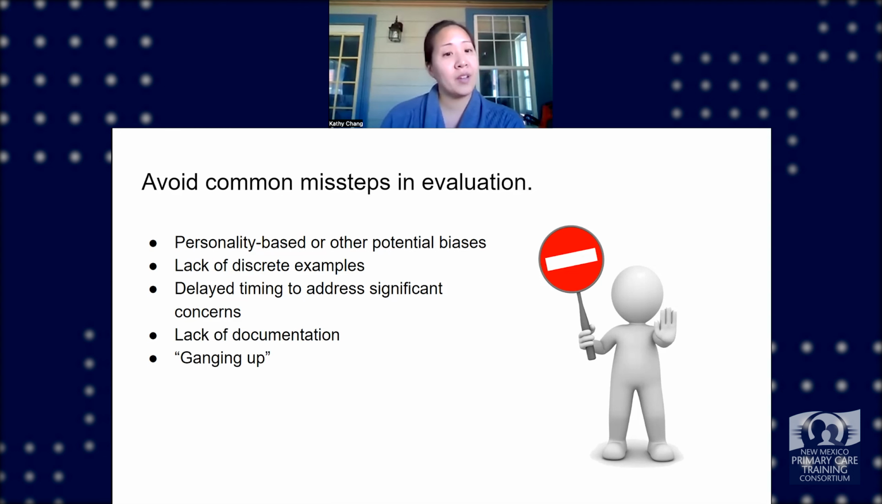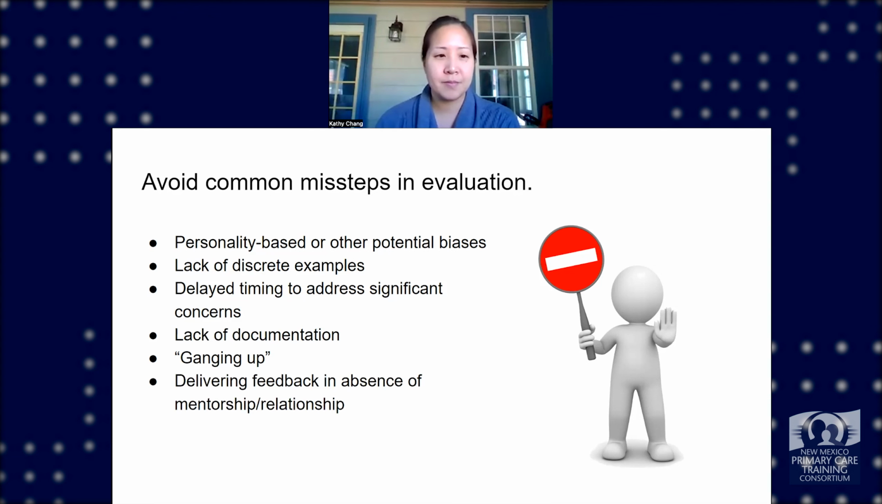And then not having it written down, this sense of ganging up. So sometimes we'll say everybody thinks this, or everybody's having issues with this. We want to avoid that too. Right? Because what's really important is this relationship of, as a teacher, as a mentor for their professional development, we are concerned, and want to do something about this.